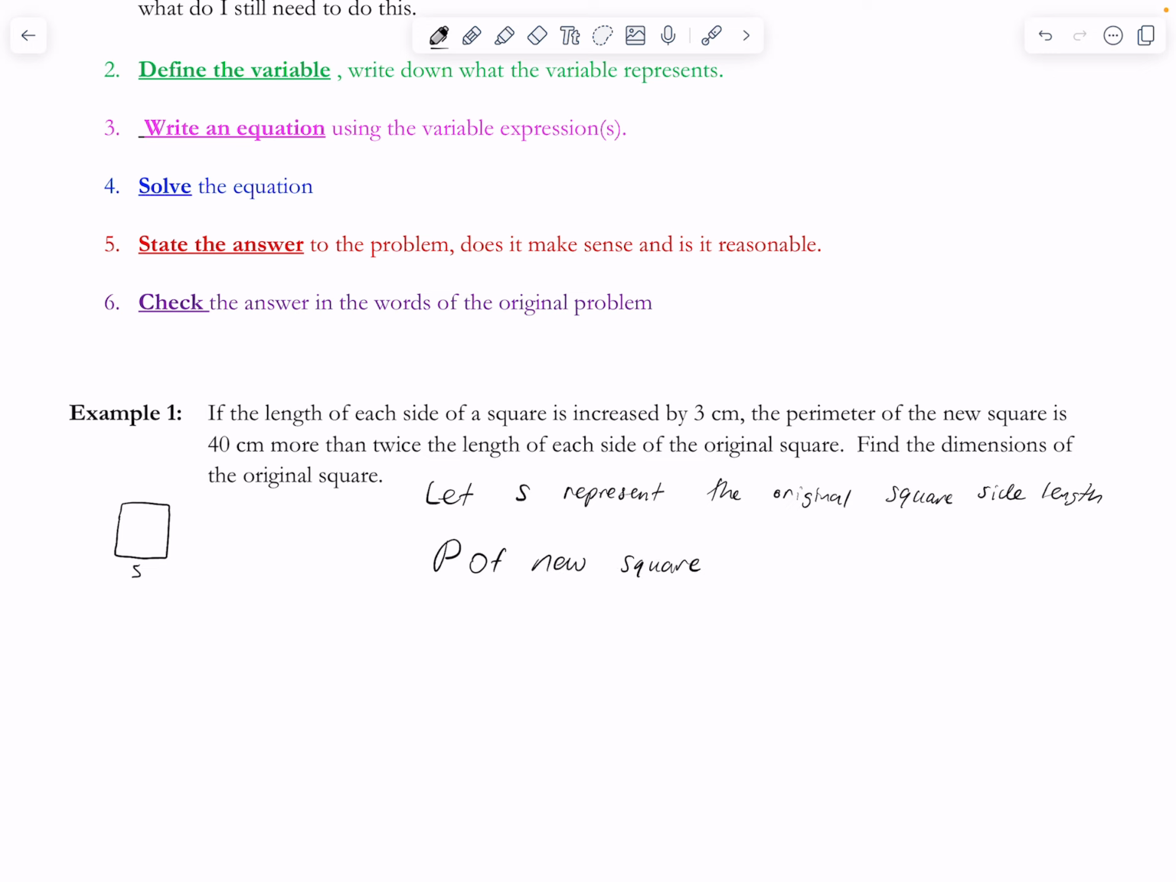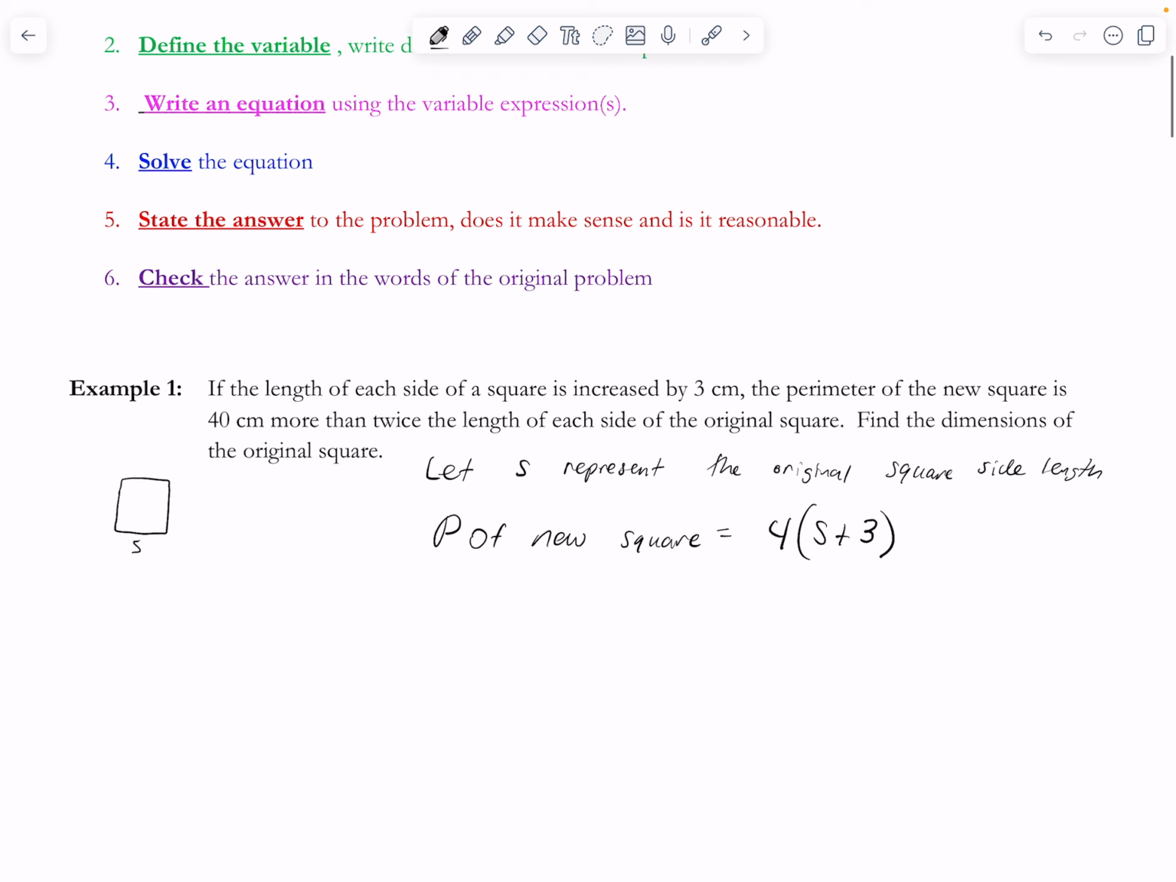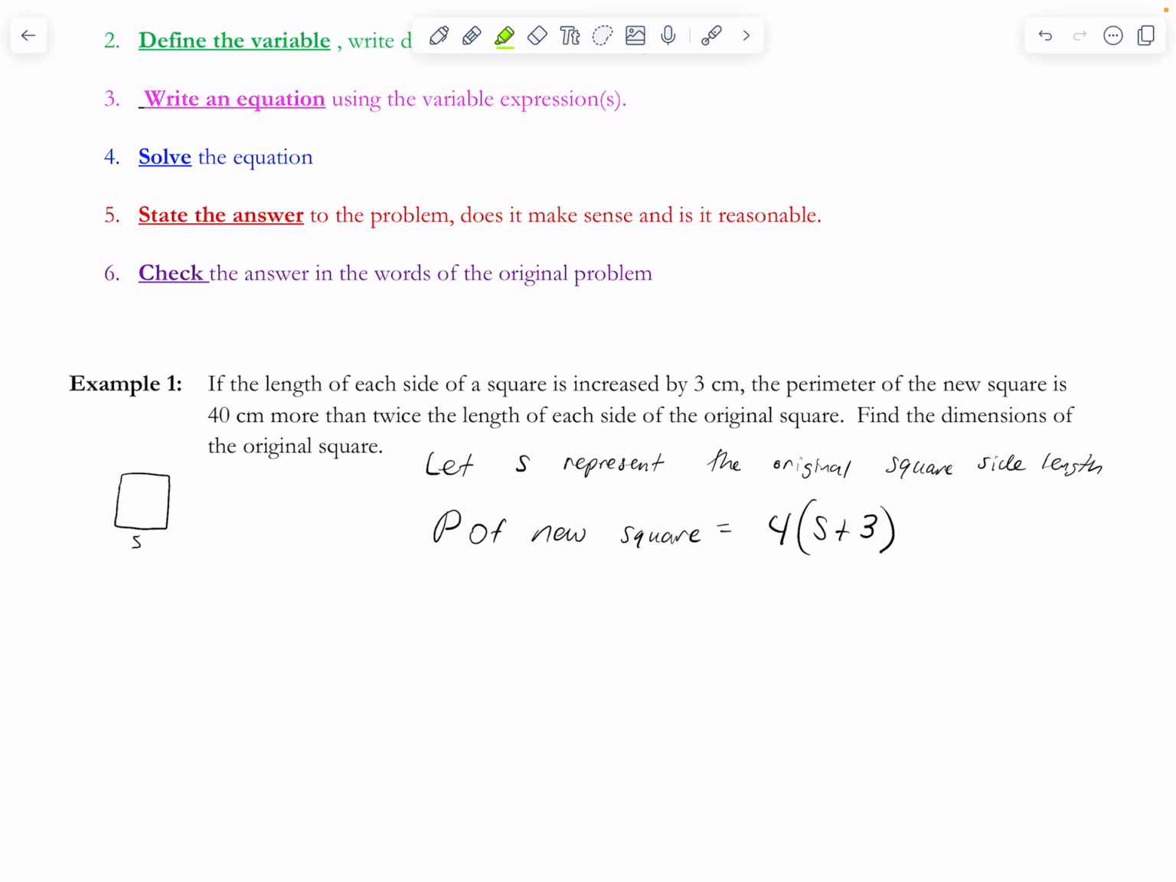if each of these sides is going to increase by 3 centimeters, is I take the side, add 3 centimeters, and then multiply by 4. You could write s plus 3 plus s plus 3 plus s plus 3 plus s plus 3, but ultimately repeated addition is multiplication. So I'm going to do 4 times (s plus 3). Now later in the problem, it says that the perimeter of the new square is 40 centimeters more than twice the length of each side of the original square.